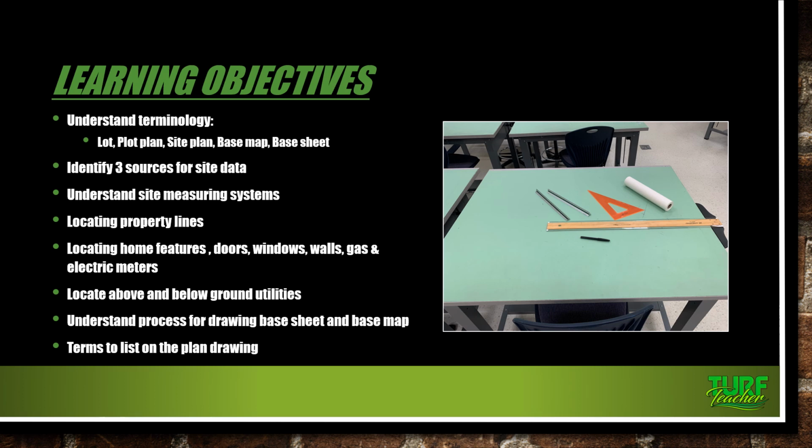We're going to identify 3 sources for site data, understand site measuring systems, locate property lines, locate the home features, the doors, windows, walls, gas, and electric meters. That is all pertinent to both landscape and irrigation design and installation. We're going to locate above and below ground utilities and be able to mark them on our site plan. And we're going to understand the process for drawing the base map sheet or the base sheet and base map, and then terms that we need to list on the plan drawing.